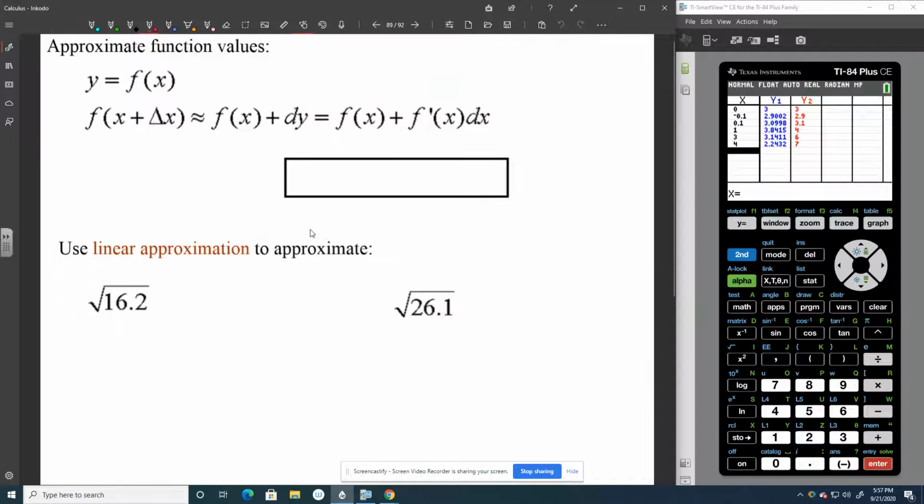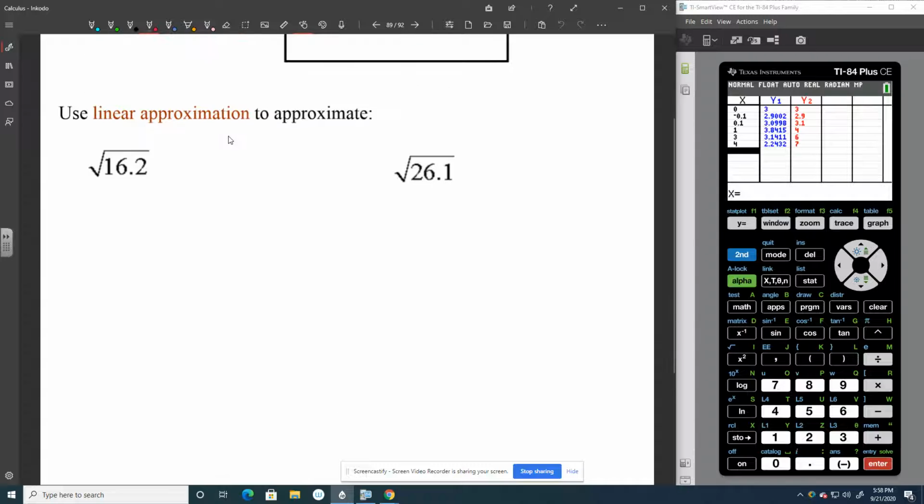Okay, so applying that to a problem here. It wants us to use a linear approximation to approximate this value right here. So we're going to ignore this big function up here at the top for just a minute. This is just basically giving us another way to write the linear approximation. But dealing with just this problem down below, using the linear approximation to approximate the square root of 16.2. Well, I could plug the square root of 16.2 into my calculator, but if I don't have my calculator, then I can say that, well, this kind of looks like the square root of x function, right?